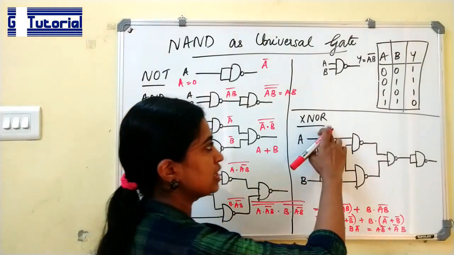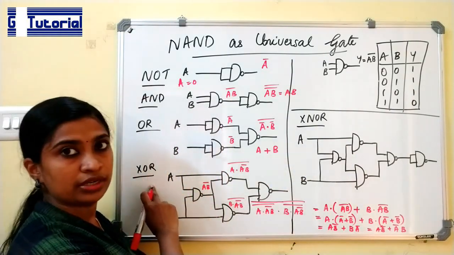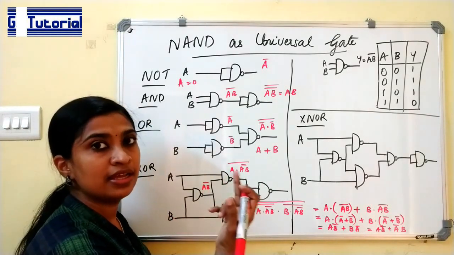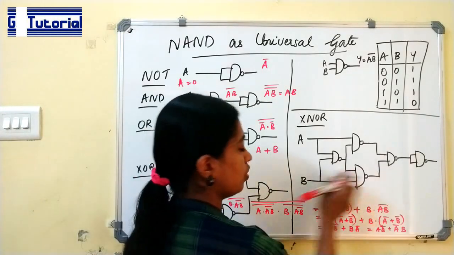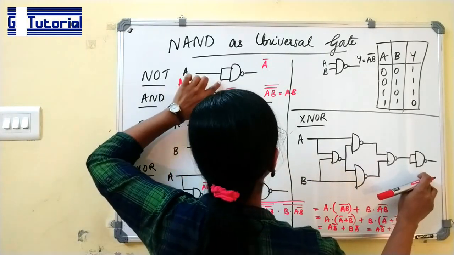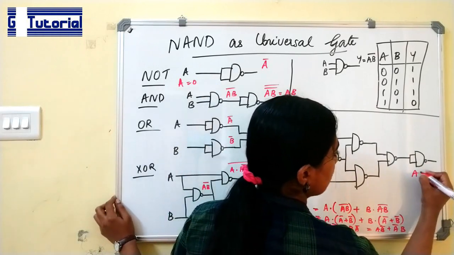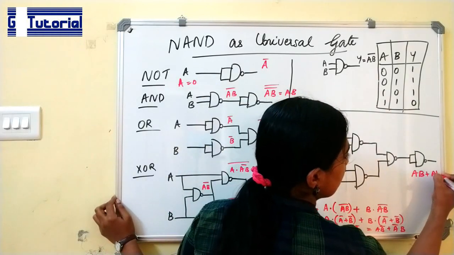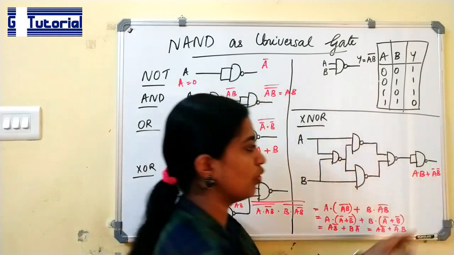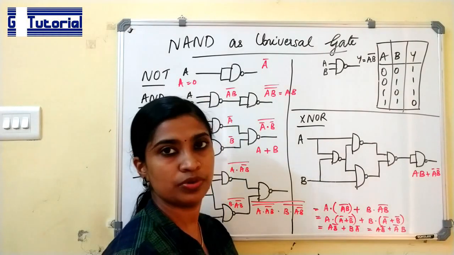Similarly, the XNOR gate is the complement of an XOR gate. If we provide a NOT gate at the output of the XOR gate, we will get an XNOR gate. So in the same circuit we are providing a NOT gate, which is implemented using a NAND gate. So this is AB plus A bar B bar. This is the output of the XNOR gate. We are complementing this output.